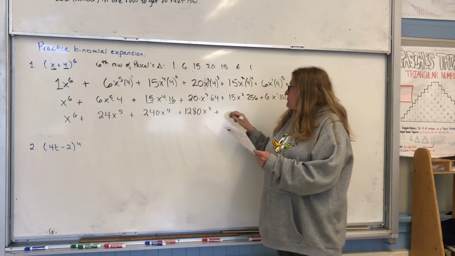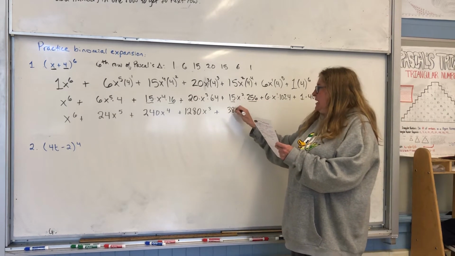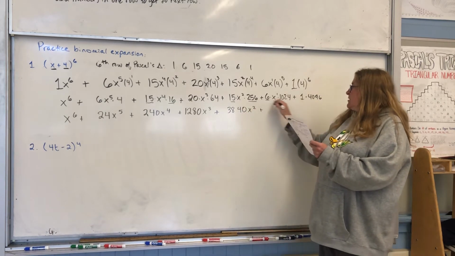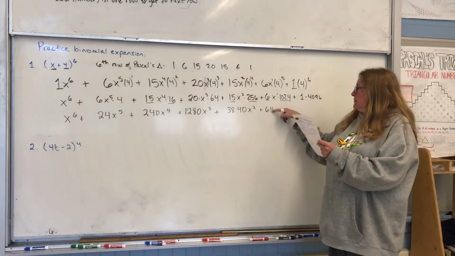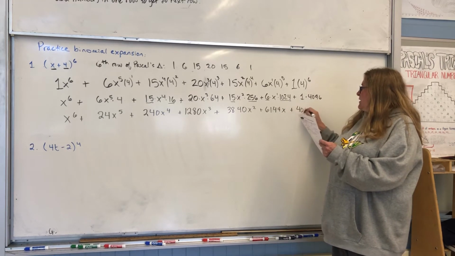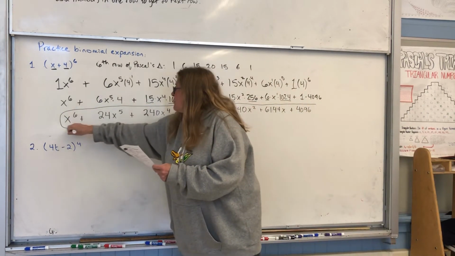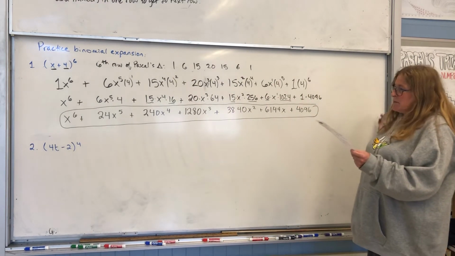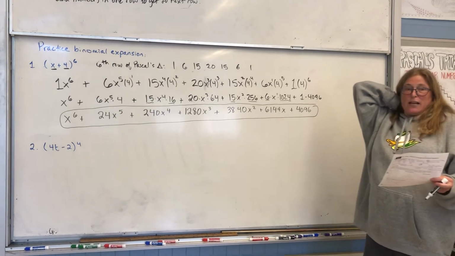15 times 256 is 3,840 x squared. 6 times 1024 is 6144 x, and then 4096. So that is what we would get if we did x plus 4 times x plus 4 times x plus 4, 6 times. So even though that's tedious, it's worse if we had to actually multiply it all out.